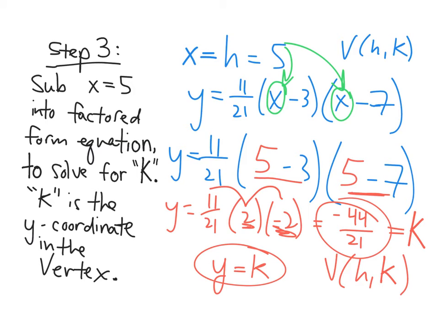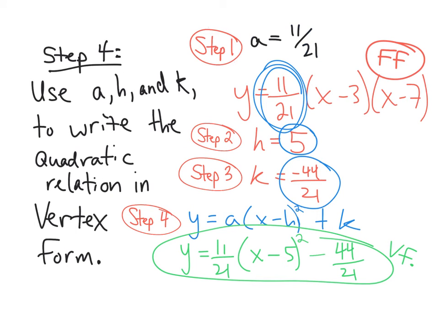Now step 3, we're going to sub the midpoint, which is x equals 5, into the factored form equation that we determined in step 1. And this will allow us to solve for k. And k is the y coordinate in the vertex. So we took our x equals 5 and we sub it into the equation where the x's are, and that leaves us with 5 minus 3 and 5 minus 7. And when we simplify, we end up with negative 2 times 2, which is negative 4, and negative 4 times 11 over 21 is negative 44 over 21, and thus we have determined the y-coordinate in the vertex.